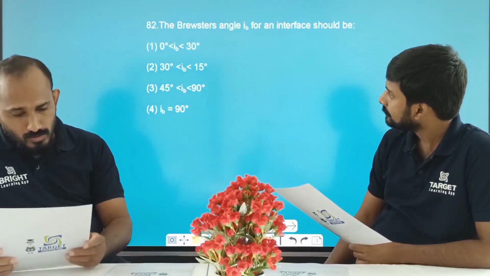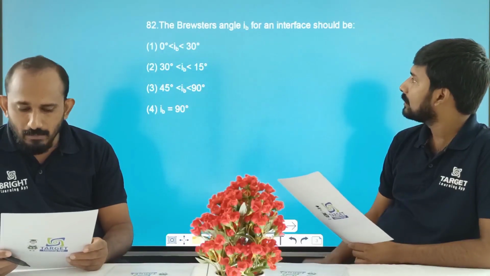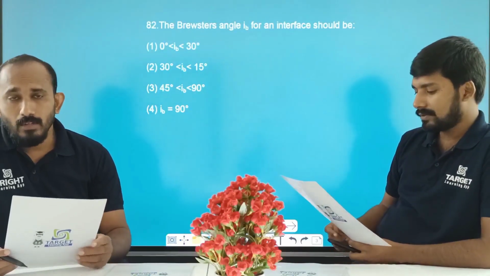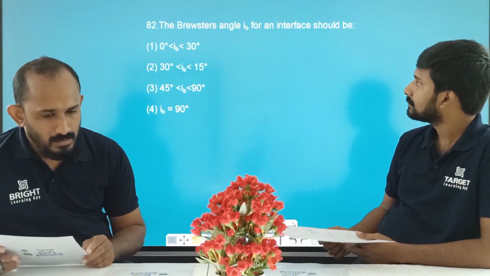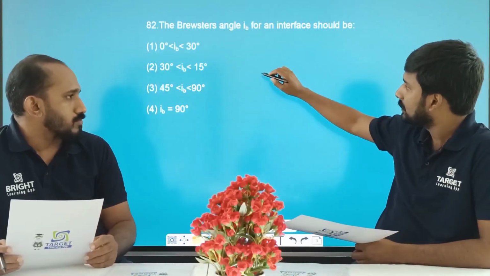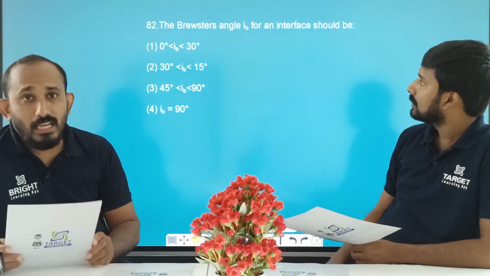There are 82 questions. The Brewster's angle IB for an interface should be, from the polarization topic, wave optics chapter. So that's the third question from wave optics. Yes, we have 3 questions from wave optics. Brewster's angle IB.